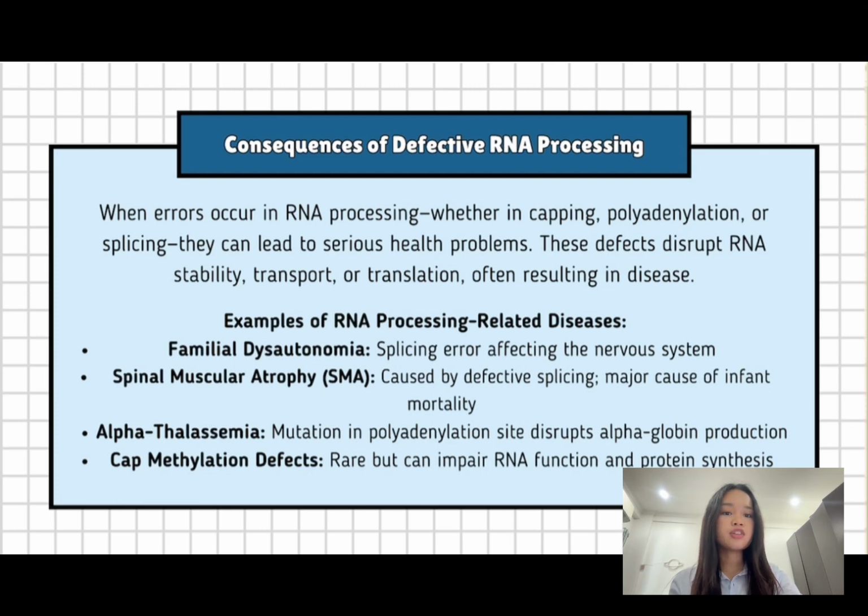Polyadenylation site mutations can also lead to diseases such as certain forms of alpha thalassemia, a blood disorder where the body doesn't make enough of a protein called alpha globin. While less common, cap methylation defects can also impair proper RNA function. These examples highlight just how vital accurate RNA processing is for maintaining our health. When these finely tuned molecular processes go awry, the consequences can be significant.